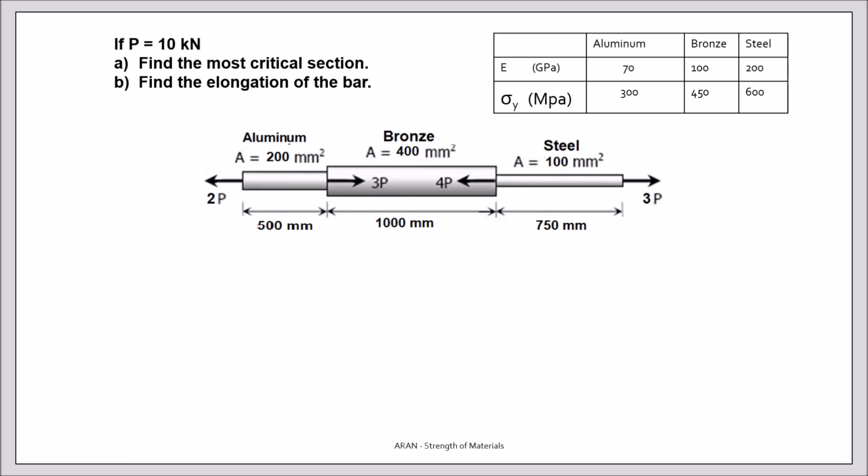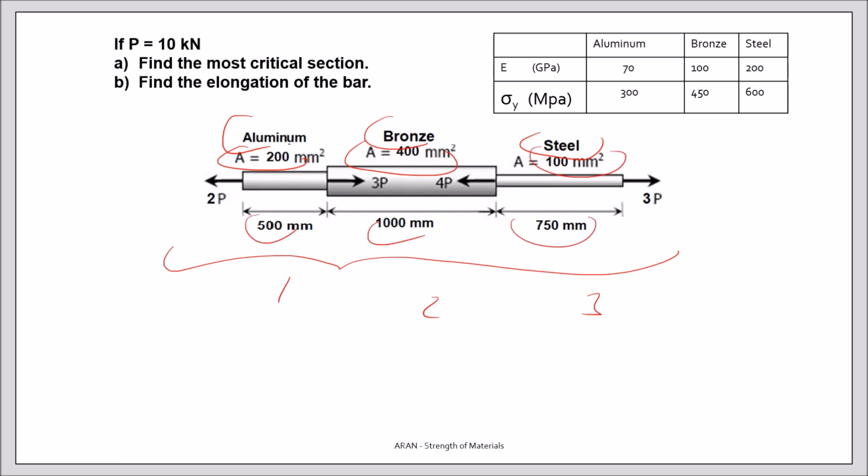A simple problem. You see, we have a funny rod, with 1, 2, 3 regions. In each region, the material is different. The cross-section is different. The length is also different. So the question is, first, find the most critical section. And the second is, find the elongation of the bar. That means the total elongation of the bar.